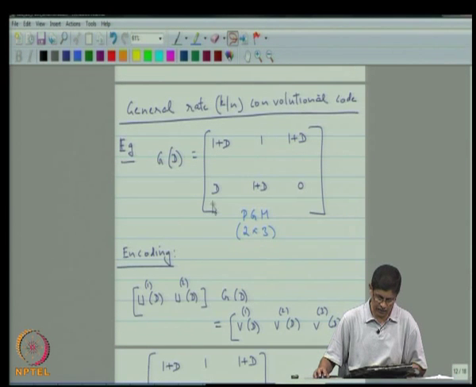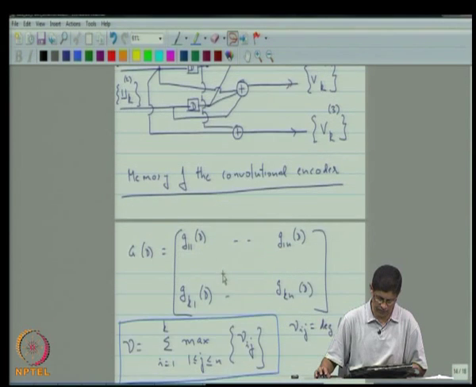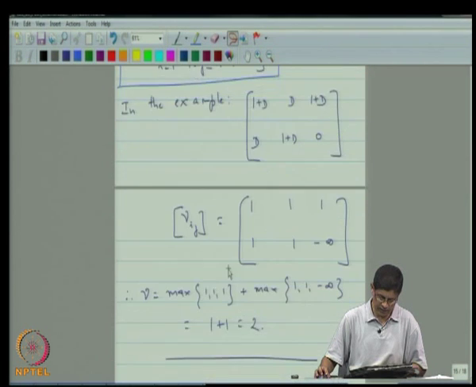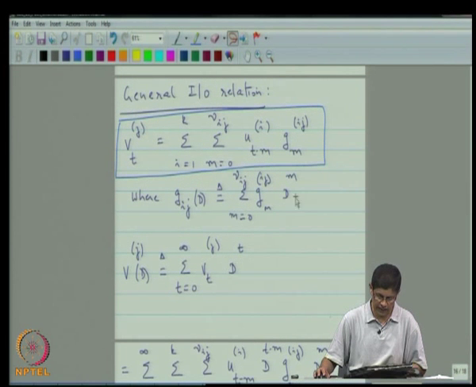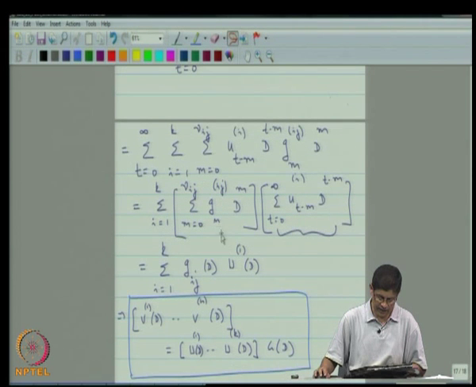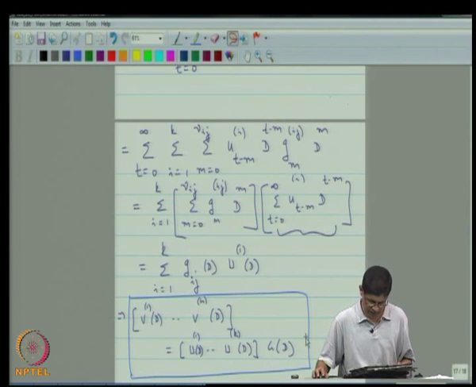For this example, we took the polynomial generator matrix and then drew the encoder. Then we asked what a general rate k by n convolutional code will look like, and we wrote down an equation that describes the generation of the code symbols. After that I went on to derive the polynomial generator matrix. All right, so that is where we left off last time.